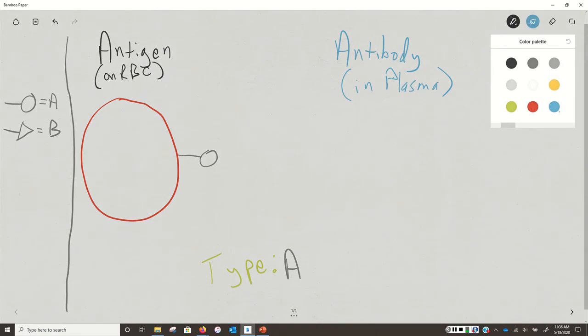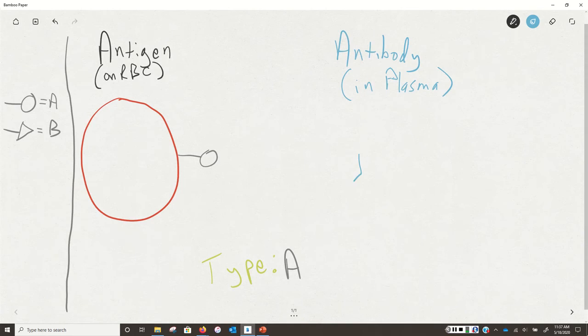Now, remember, plasma antibodies are looking for things that don't belong there. And antibodies come in a bunch of different shapes, but typically they're like an upside down Y. They've got branches, and on the end of each branch is a shape that's looking for something that shouldn't be there. So this would be an anti-A antibody. But we don't have those in someone with type A blood.